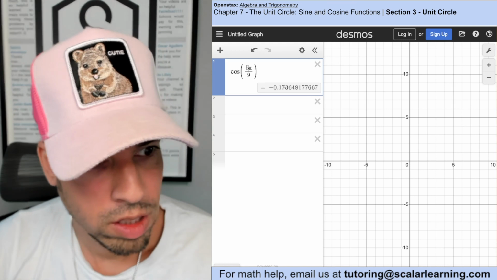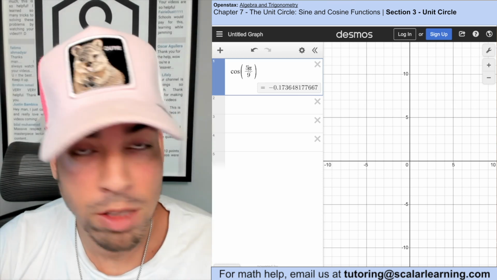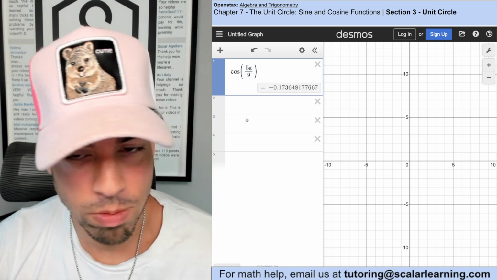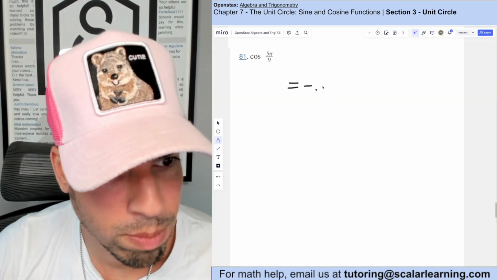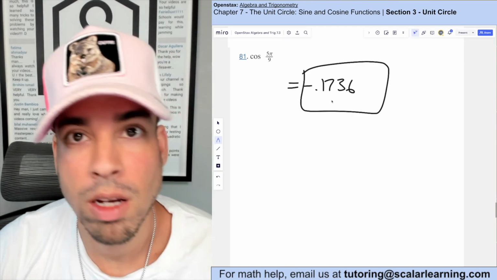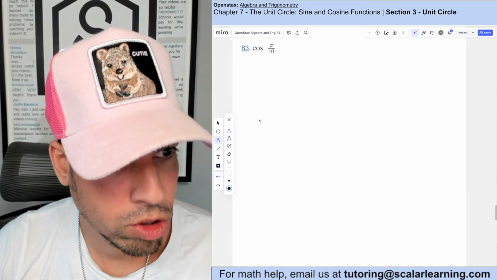For this question, we're going to use a graphing calculator because this is not on the unit circle. So here's the approximation for cosine of 5 pi over 9. By the way, just a reminder, make sure when you're using radians that you're in radians mode. So this equals negative 0.1736. Boom, done.